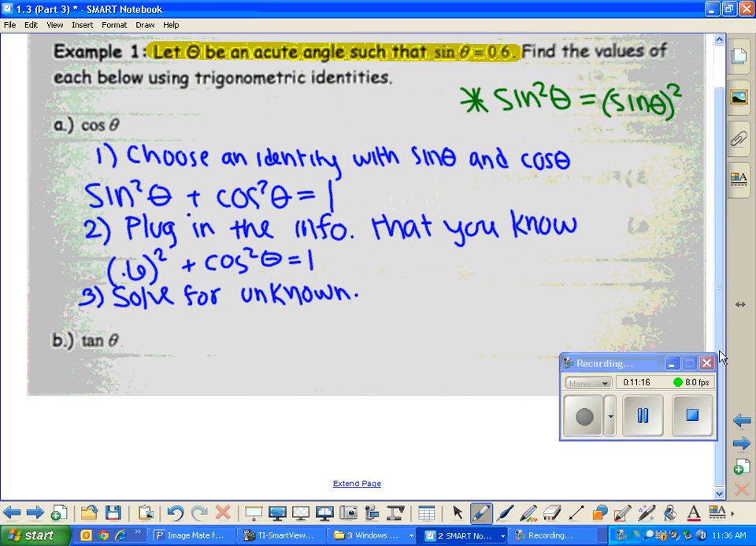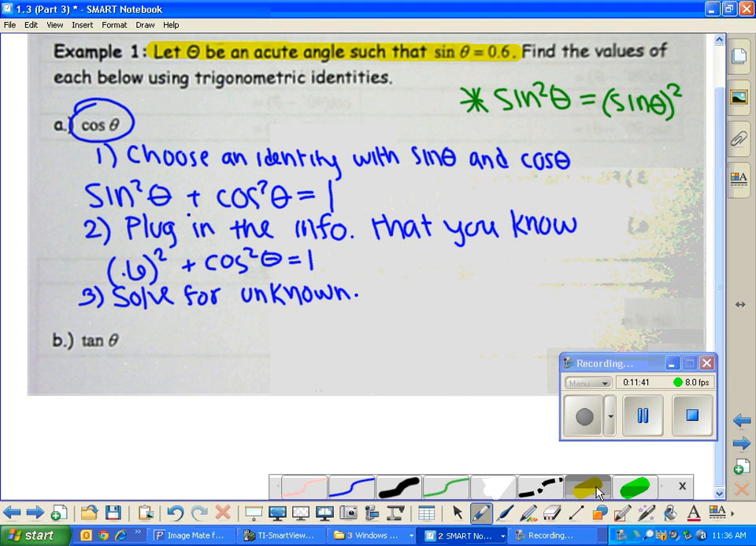What are your first thoughts here now? Anyone have any ideas? We're just solving for cosine of theta. That's what they're asking us to find. This is kind of just like algebra. We're right here. Where do we go from here? Yeah. Right. I like that.